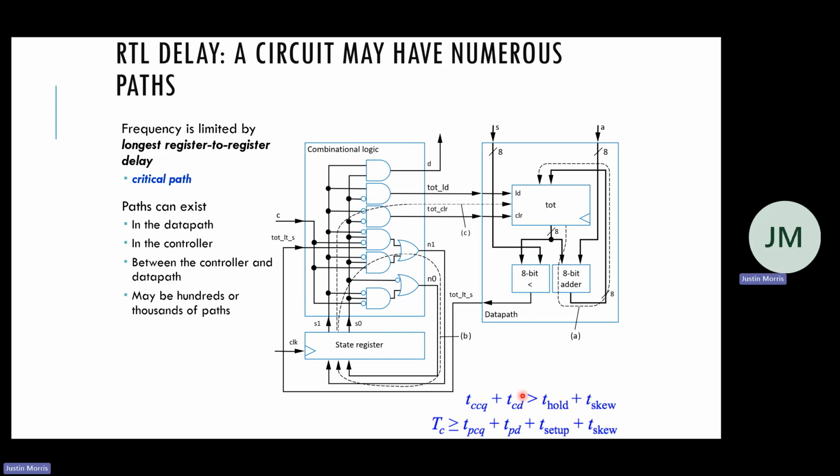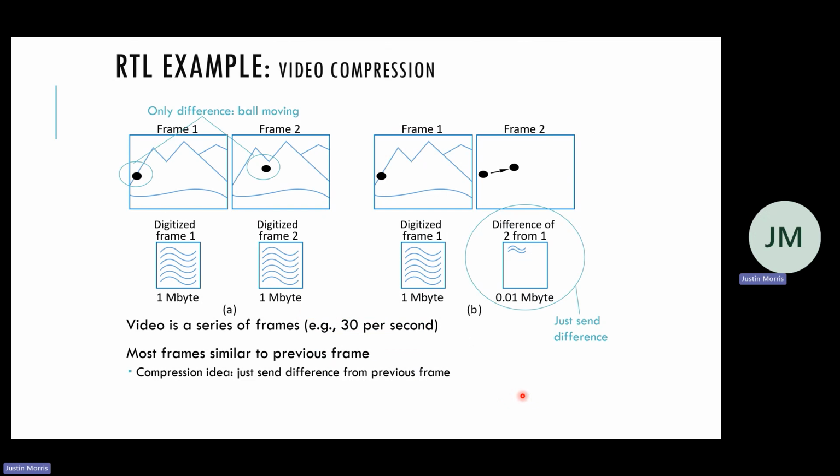Okay, so next example is this video compression example. The way that this machine wants to work is we want to compare two different frames. And if the difference is very, very small, then we can just send the part that is different, right? So we need a way to calculate how different these two frames are.